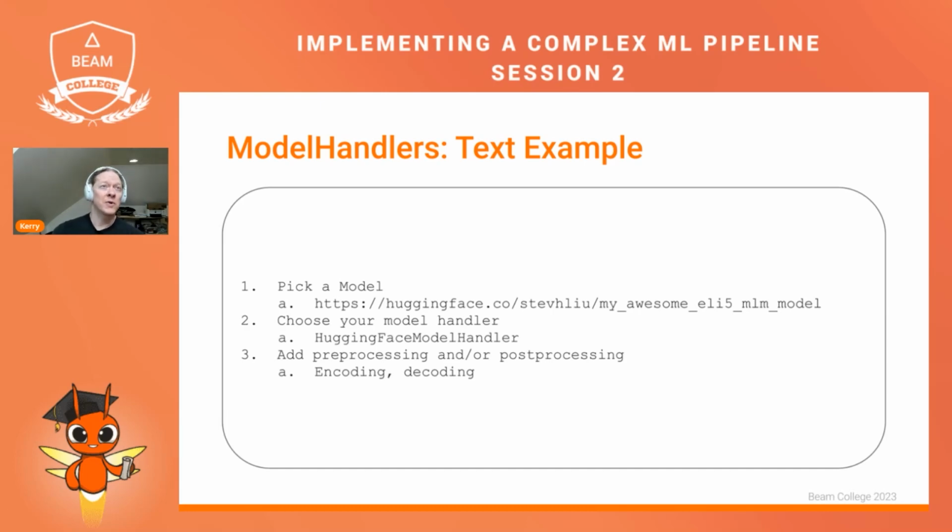So for this, we've chosen a model. We've chosen this My Awesome EL5 MLM model, mostly for ease of use and because it's small. Now that we've chosen our model, we found it on HuggingFace, and it's supported as a HuggingFace auto model with pre-trained weights. So that suggests that we should use the HuggingFace model handler to deploy this model in production most easily. Now that we've decided on the model handler, we are going to have to adapt the pre-processing and post-processing functions to prepare the input for this model correctly.